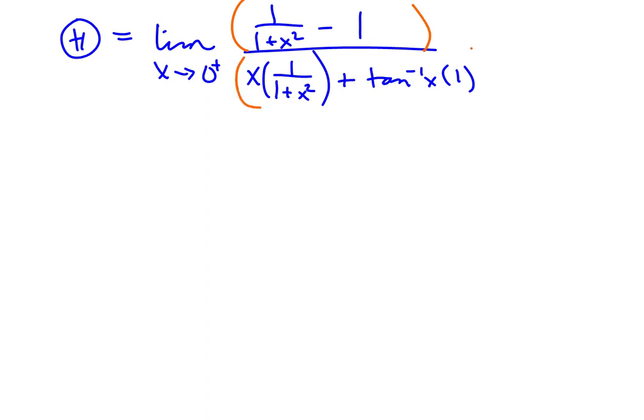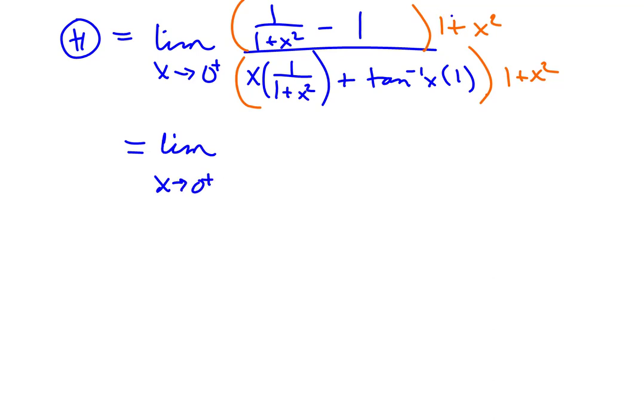I'm going to multiply the major numerator and the major denominator, each by this 1 plus x squared. That will just help simplify the complex fraction. Of course, that's not the only way to simplify the complex fraction, but it's a good way. If we do this, we'll end up with the limit as x approaches 0 from the right.